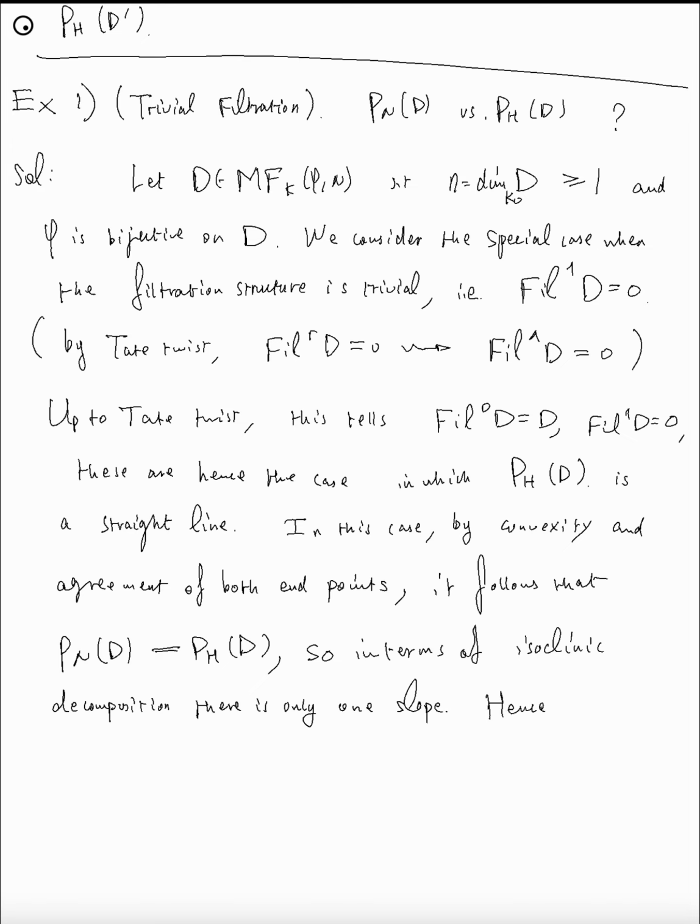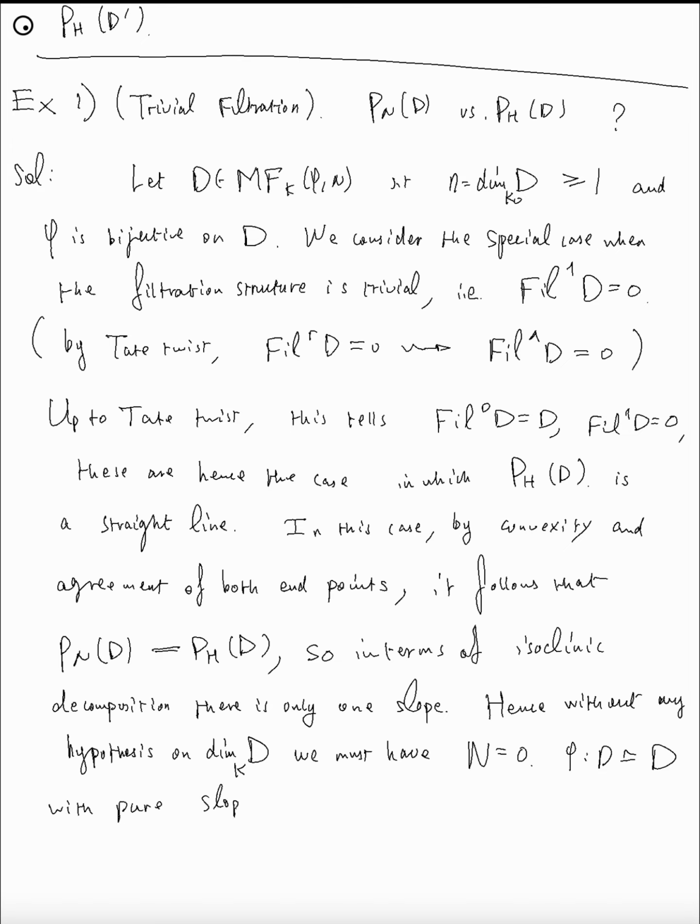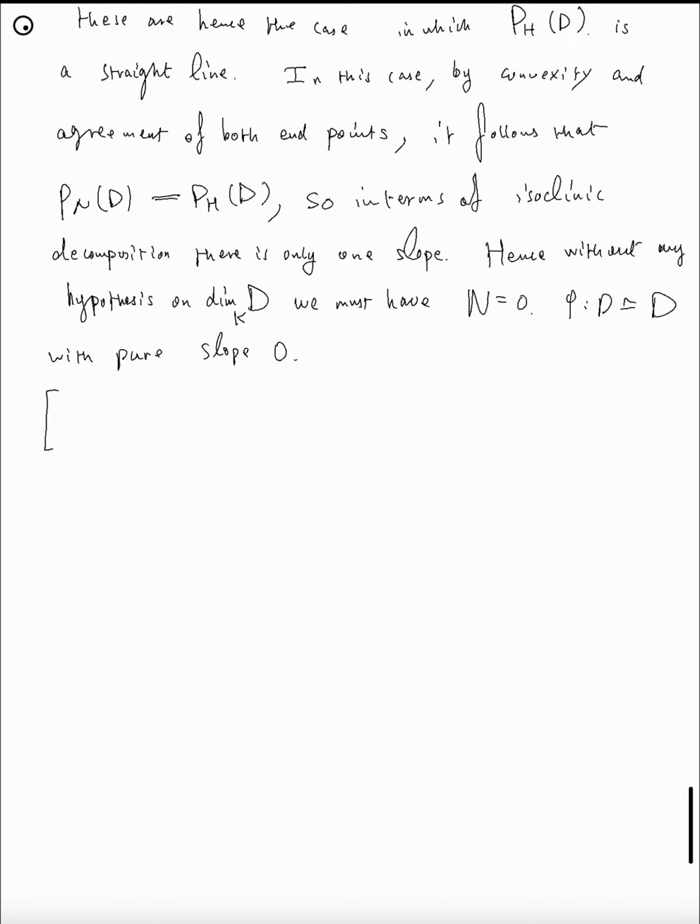Hence, without any hypothesis on the dimension of D as a K vector space, we must have the monodromy is 0 and Frobenius is an isomorphism with pure slope 0. So I hope you have understood the argument here. If not, let me add some more details.